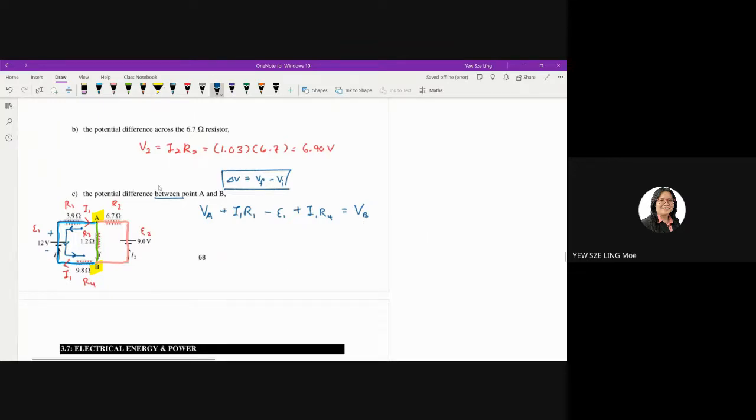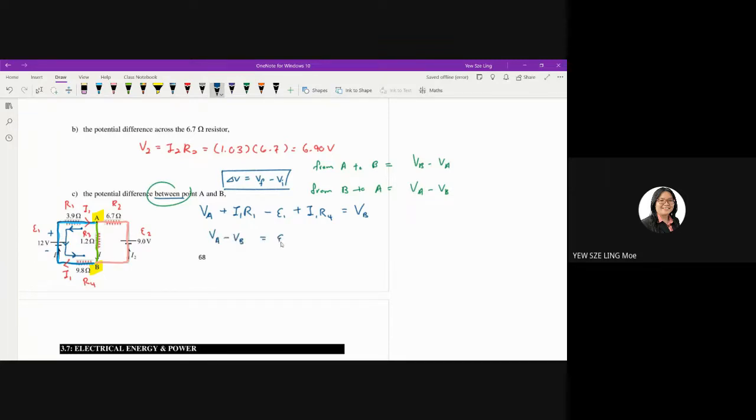But if it did mention from A to B, okay, kalau soalan bagi kamu ayat from A to B, then you need to use VB minus VA. Kalau soalan bagi kamu from B to A, then it must be VA minus VB. But if it's just between, then it doesn't matter. So I'm just going to use VA minus VB.